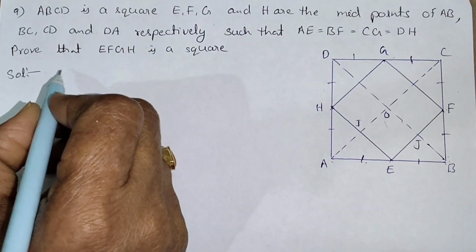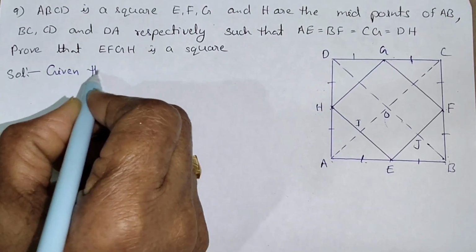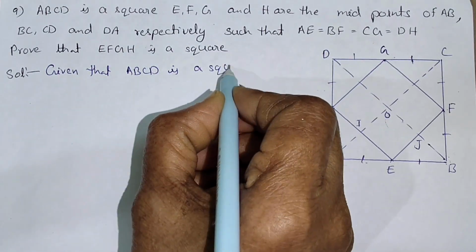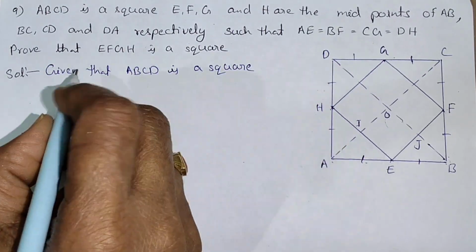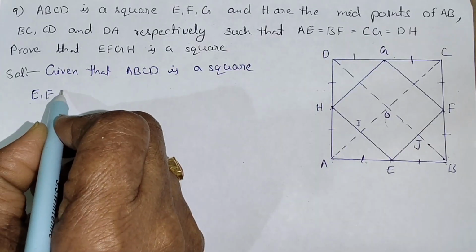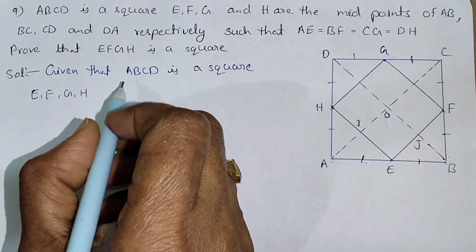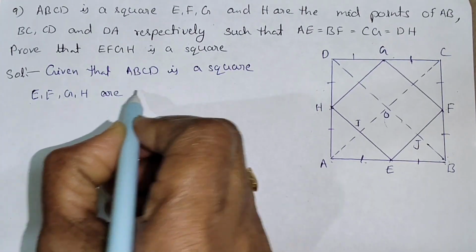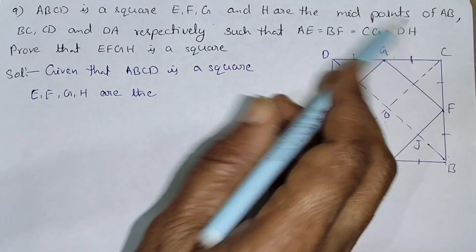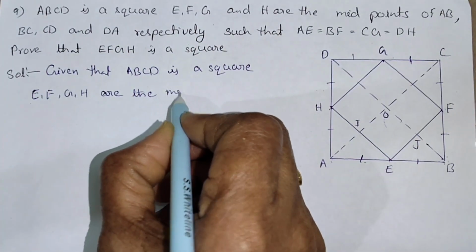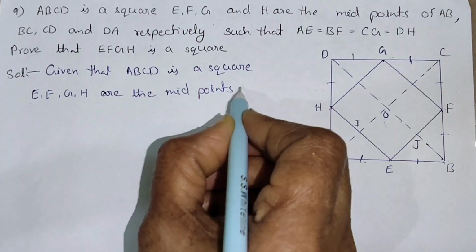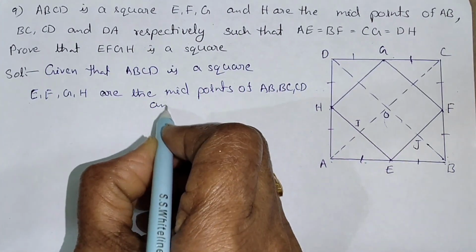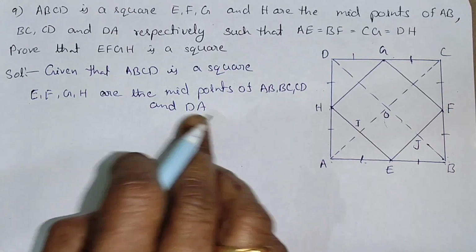So here first we write the given data as usual. Given that ABCD is a square. EFGH are the midpoints of these four sides, AB, BC, CD and DA.